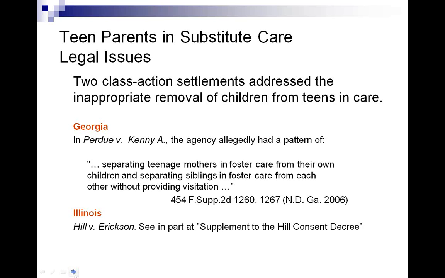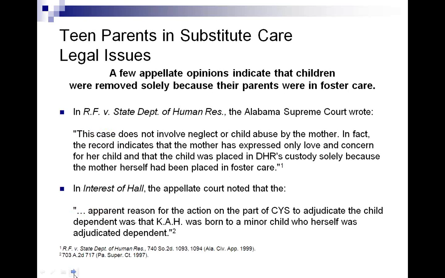First, cases in point: there are at least 2 class actions that address this, and the one in Illinois principally addresses this. At this point there's quite a lot at the agency level in Illinois to try to do right by teen parents in those cases. There are also some appellate opinions I've found that flat out said the only reason this child is in care is because their parent was a teenager that was also in care. You have the citations there.